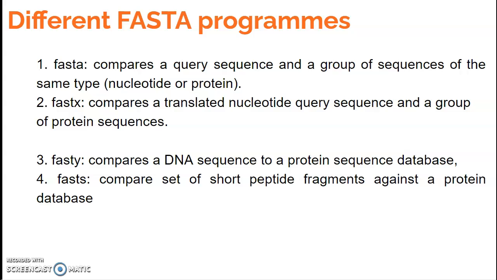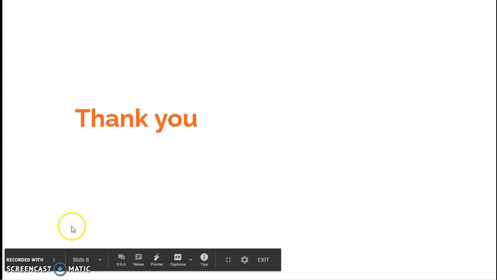Next is FASTX. It compares a translated nucleotide query sequence and a group of protein sequences. FASTY compares a DNA sequence to a protein sequence database. FASTS compares a set of short peptide fragments against a protein database. So those were the two different alignment tools available.